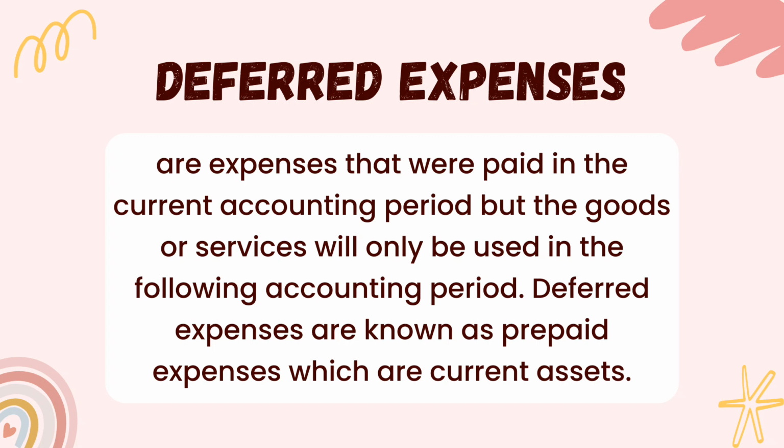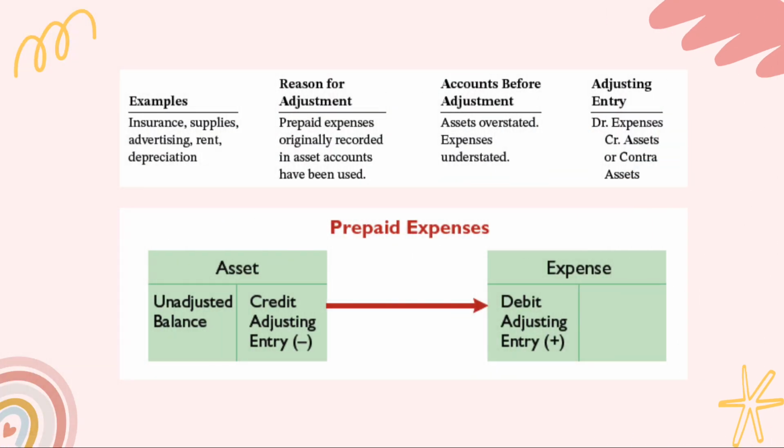Now I'm going to explain about deferred expenses. So what are deferred expenses? Deferred expenses are expenses that were paid in the current accounting period, but the goods or services will only be used in the following accounting period. They are also known as prepaid expenses, which are categorized under the current assets. So the examples of deferred expenses are insurance, supplies, advertising, rent, and depreciation.